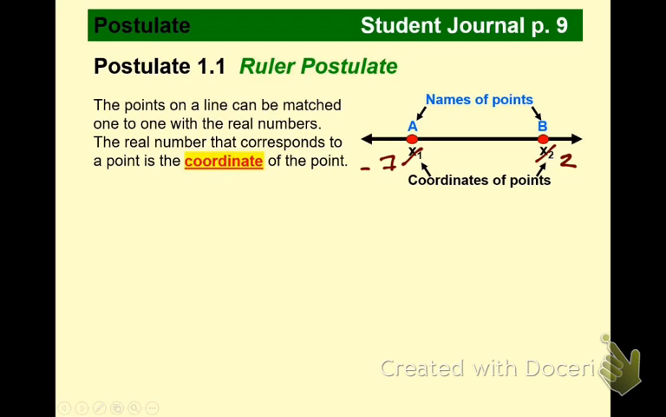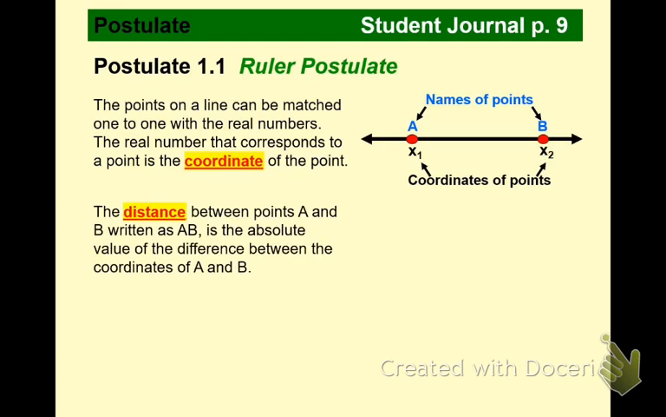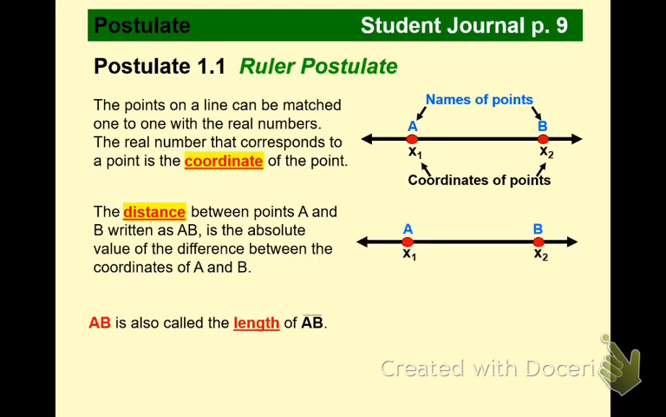The real number that corresponds to that point is called the coordinate. So this -7 is the coordinate of A, 2 is the coordinate of B, that kind of thing. The distance between the points is the absolute value of the difference. So what does absolute value do? Does anybody remember how to describe it? It's always the positive. There you go. She was getting there. It's always the positive.